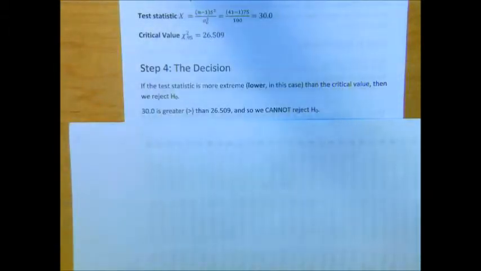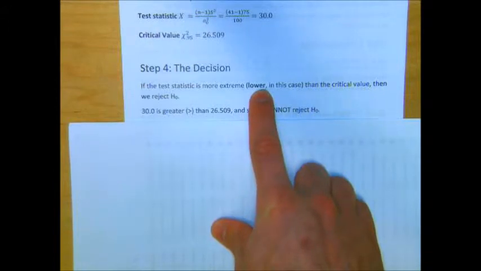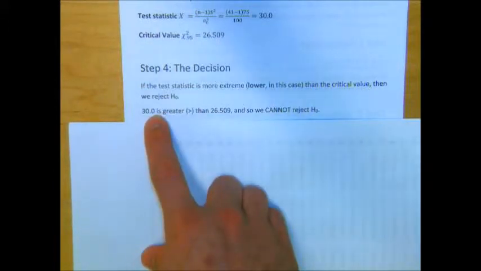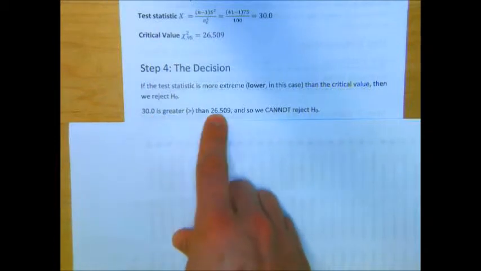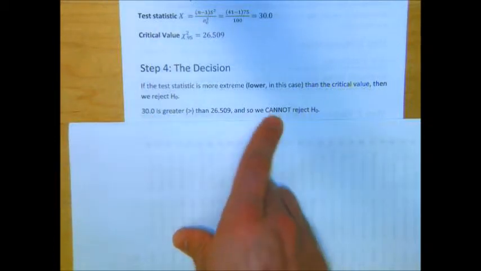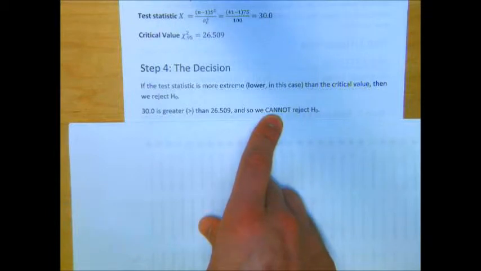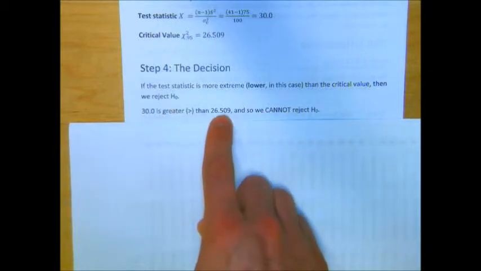In step 4, we now make our decision about rejecting the null hypothesis. Recall that if the test statistic is more extreme than the critical value from step 3, then we reject the null hypothesis. In this case, more extreme would mean lower than the critical value. We see that the test statistic 30 is actually greater than the critical value, so we cannot reject the null hypothesis. Had the test statistic been less than 26.509, then we could have rejected the null hypothesis.